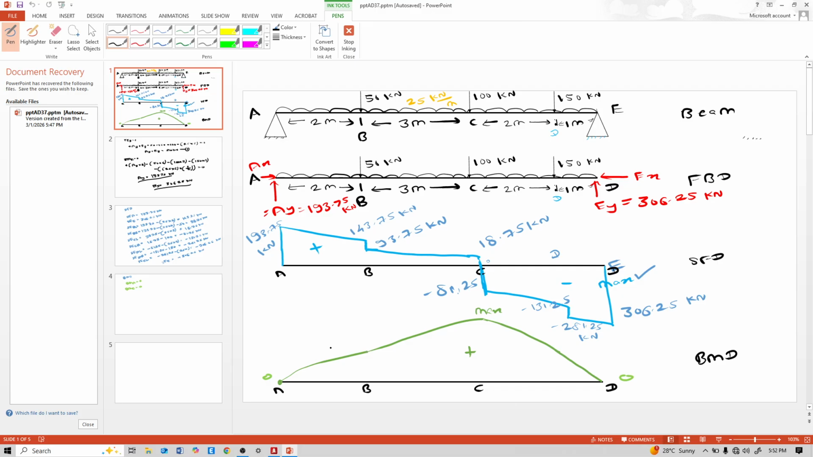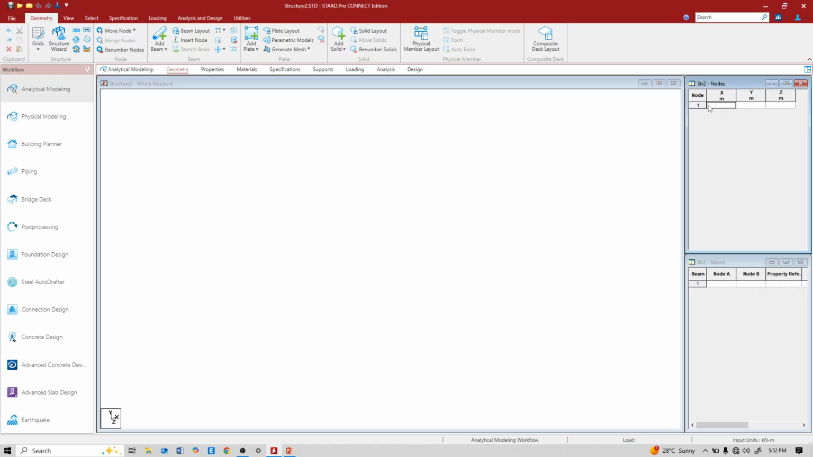So this is 337.5 kilonewton meter. This is 506.25 kilonewton meter, and at point D it is 293.75 kilonewton meter. That means our judgment is correct. So see in StatPro software, 0 and 8.